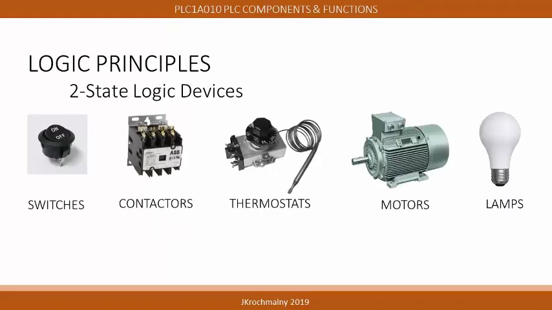In electrical devices, examples of two-state condition devices could include switches, contactors, thermostats, motors, and lamps. Notice that all of these devices really have only two working conditions. They are either conducting electricity or they're not. They are either on or they're off.